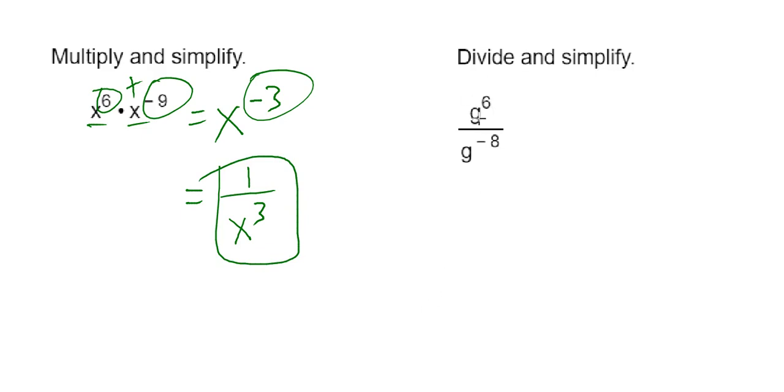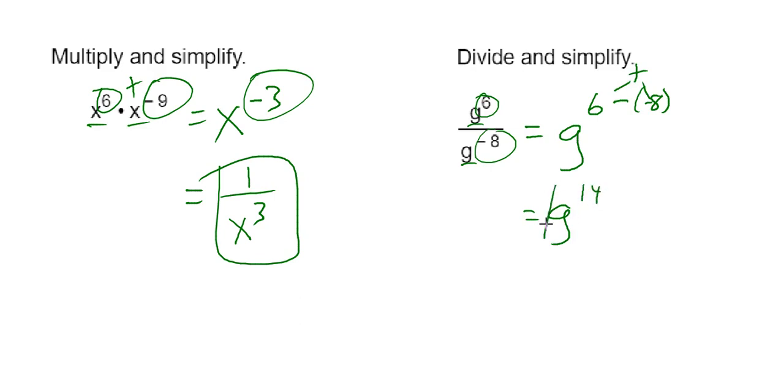Let's do the same thing here. Again, it's going to follow the same pattern as the previous example we just did with the number 5. The base here is g. That'll stay the same, and the way I'll divide these is by subtracting. So I'll have 6 minus negative 8. We'll get the double negative there, which makes that positive. So we're going to get g to the 14th power.